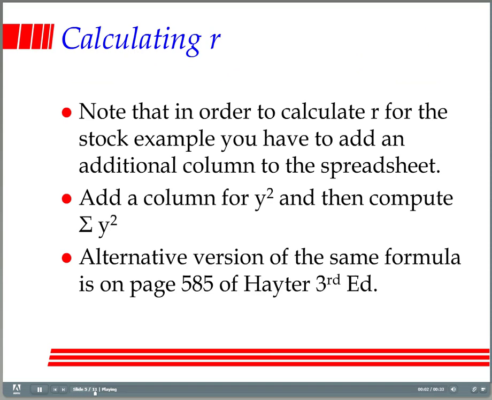What you need in addition to what you've already calculated is the sum of the y-squareds. So you need to add another column to the spreadsheet, square all the values of y, and then add them up. Then you'll have the sum of the y-squareds. There's an alternative version of this same formula in many textbooks. One example would be in Hayter's textbook, Probability and Statistics for Engineers, 3rd edition, on page 585.